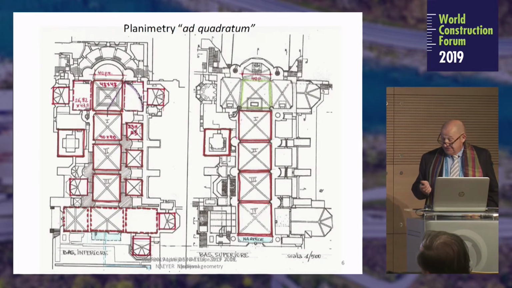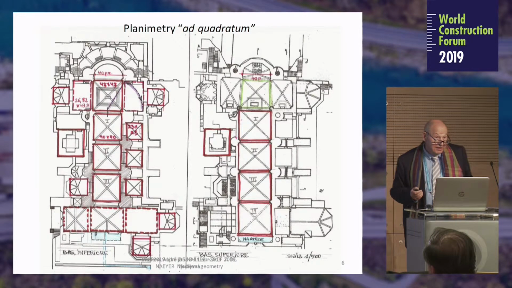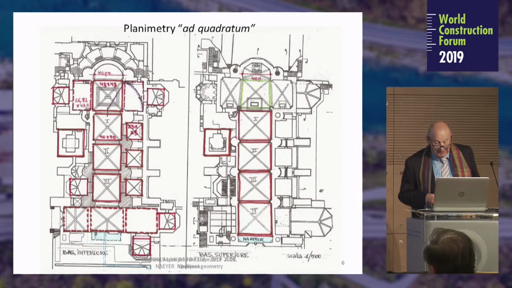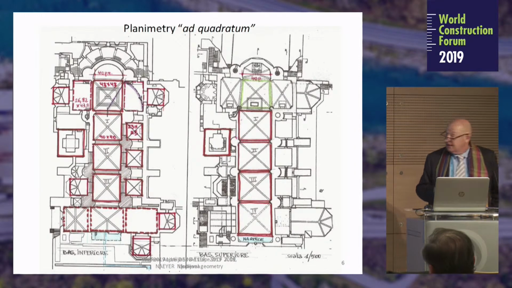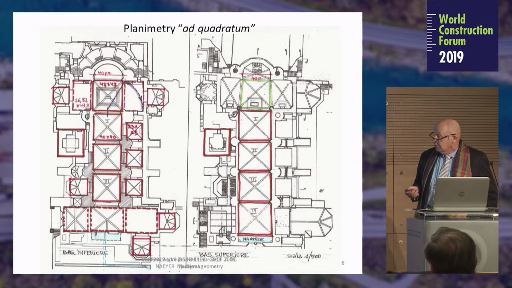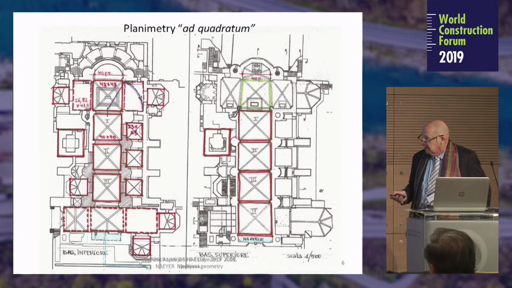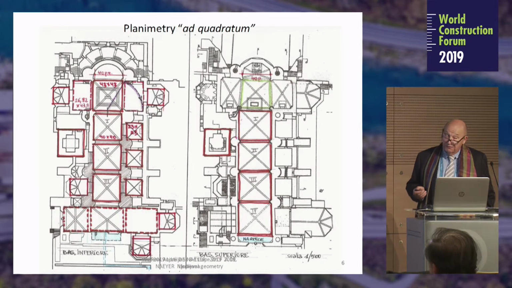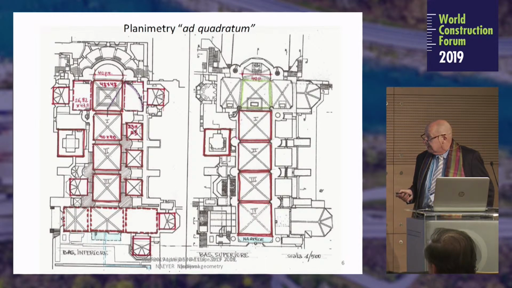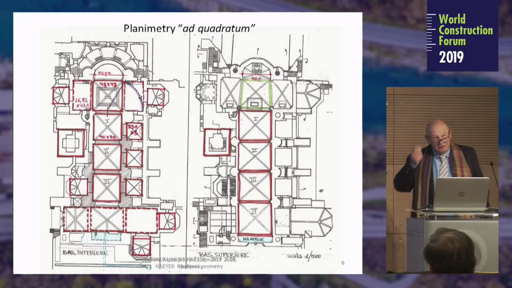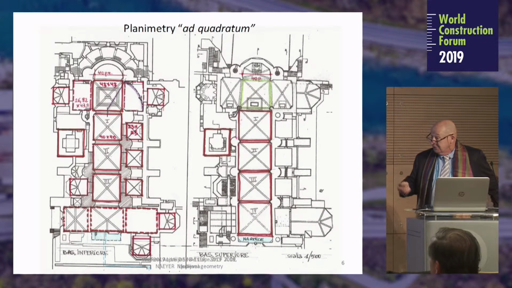The planimetry is, as you could see here, very simple. Ad quadratum, this is the old Latin way of projecting, of designing. And everything is ad quadratum. Even the later additions, because this entrance bay is an addition of the beginning of the 14th century, is also ad quadratum. But you see also that this quadratum is a little bit bigger than the other ones. But anyway, the idea was to create the quadratum. It's already at the end.